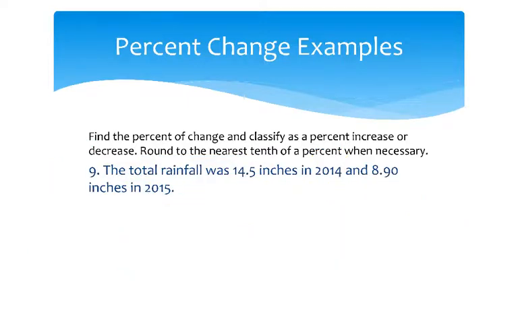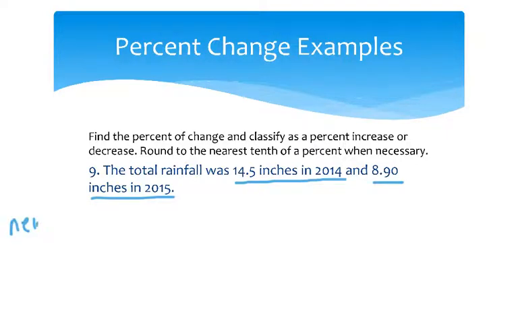Alright, looking at number 9. Now, if you feel like you don't need me to walk you through it anymore, you can work through the problems, but I am going to continue on for some of us that need it. So the total rainfall was 14.5 inches in 2014 and 8.9 inches in 2015. So the total rainfall in 2014 is 14.5, and then 8.9 in 2015.